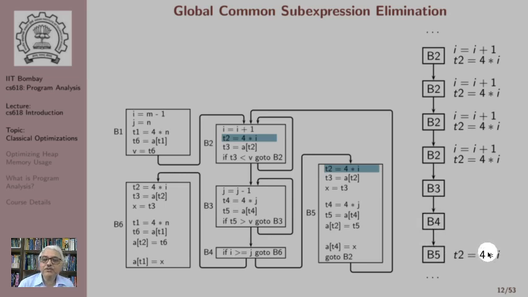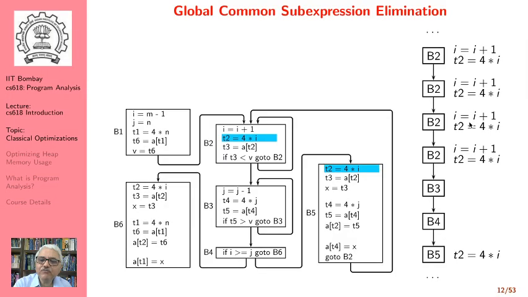The important point to note is that when we are asking whether we can reuse the previously computed value of 4 star I in this occurrence of the statement in B5, it must necessarily refer to the last occurrence of 4 star I in basic block B2. The previous occurrences of 4 star I are meaningless. So what is relevant is the last occurrence of 4 star I in B2 and the first occurrence of 4 star I in B5.